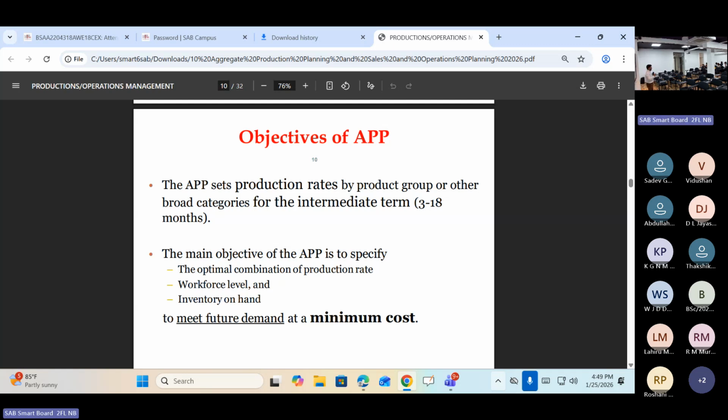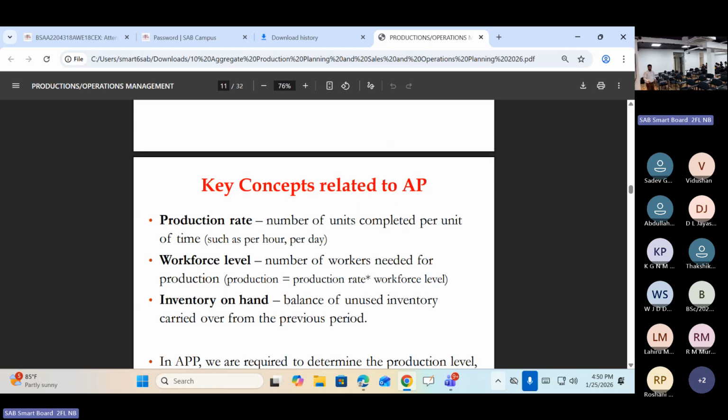Second thing, what should be the workforce level to be maintained? And third thing, what inventory levels to be maintained, inventory on hand, to meet future demand smoothly at a minimum cost. That is the concern. The objective of APP is very clear: decide or specify these three things to ensure smoothly meeting the market demand at a minimum cost. These are the three things. So with an example, you should identify.